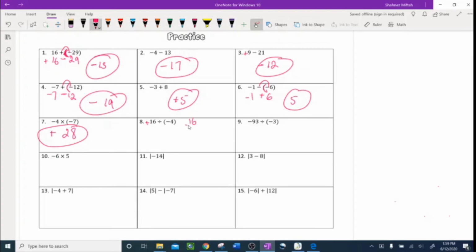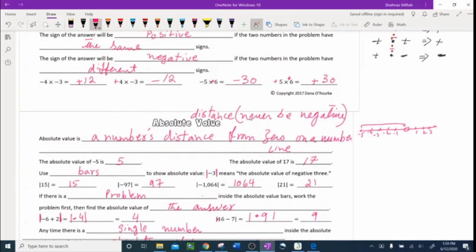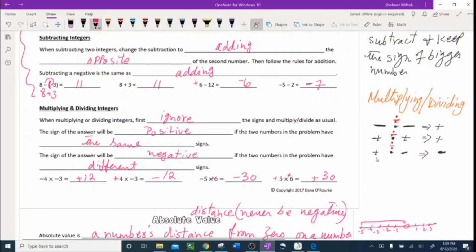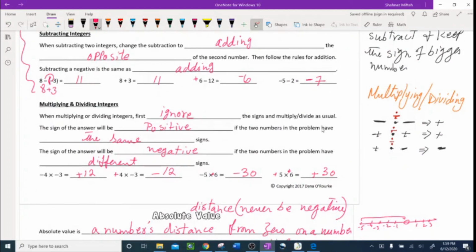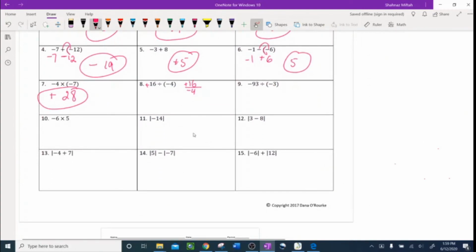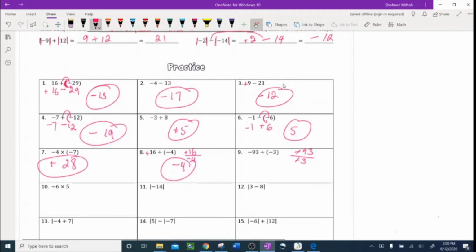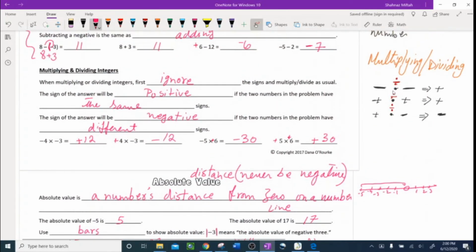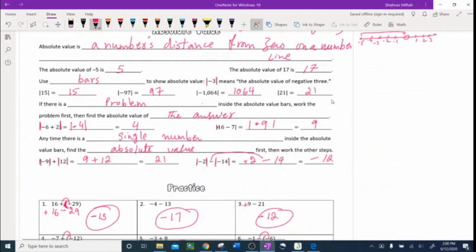This one is positive. Positive 16 divided by negative 4. You know positive times negative or positive divide negative. I just want to go back there and show you. Positive divide negative or positive times negative, both are negatives. So this one is going to go negative, and when you divide 16 by 4, it's going to give me 4. This one, negative 93, you divide negative 3. The negatives cancel out, and you can go back and check. You see, negative divide negative is positive.